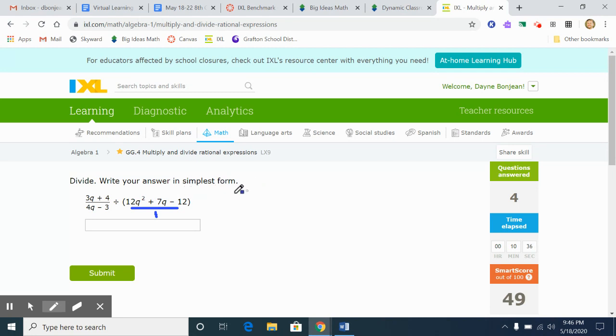All right, so that's what I'm going to do over here, because what I'm looking at right now is 3q plus 4 can't be factored. 4q minus 3 can't be factored. This can be factored, though, using the 5-step process. Here is what we did for that process.